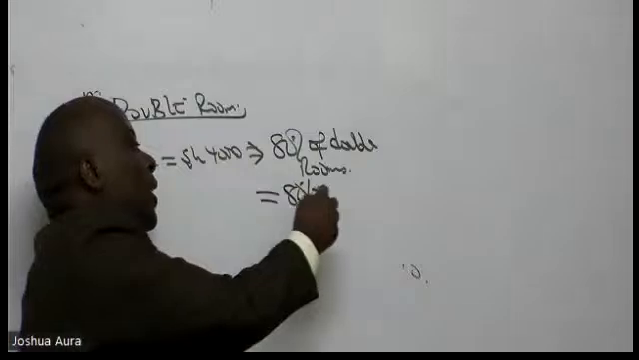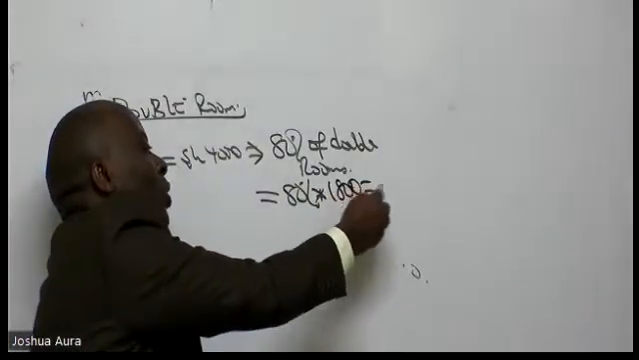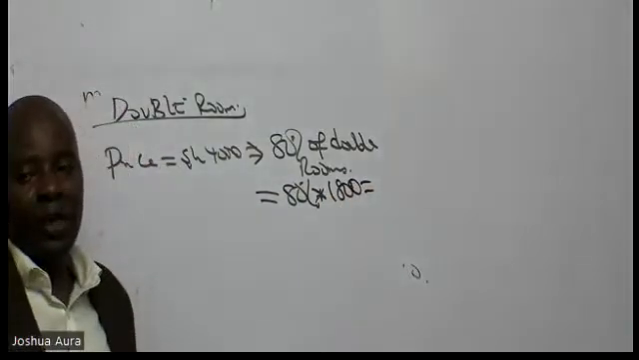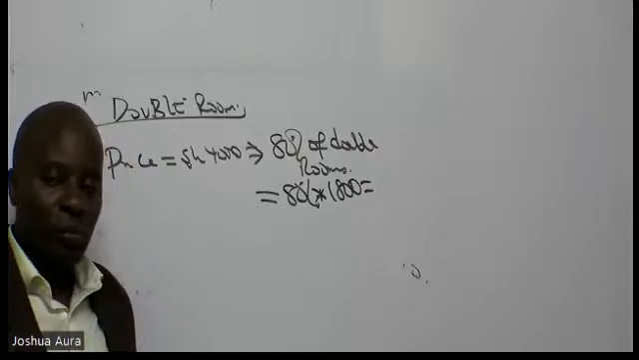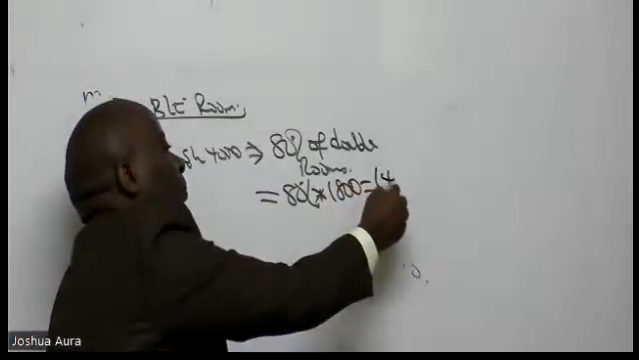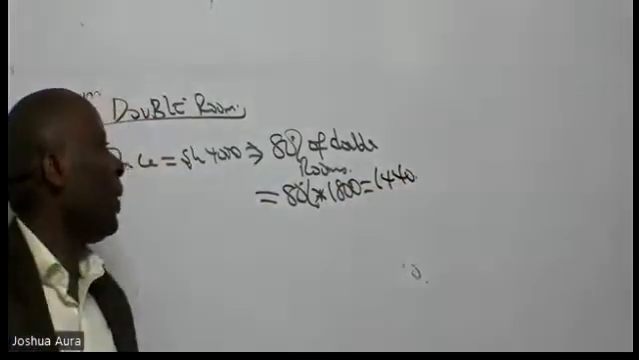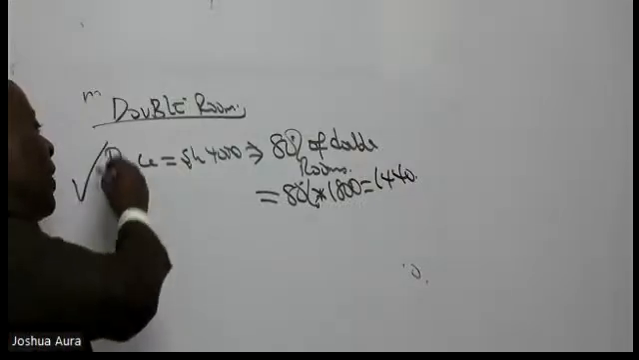1,800. So 80% of 1,800 gives me how much? 1,440. Great. So this is the first price.